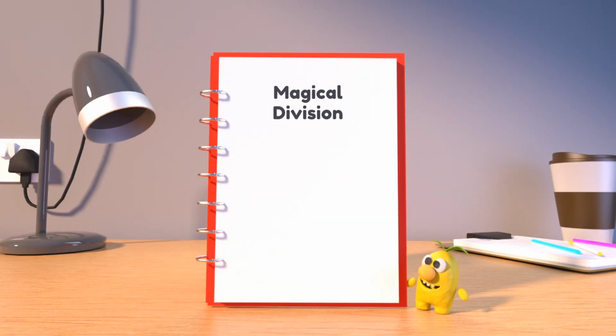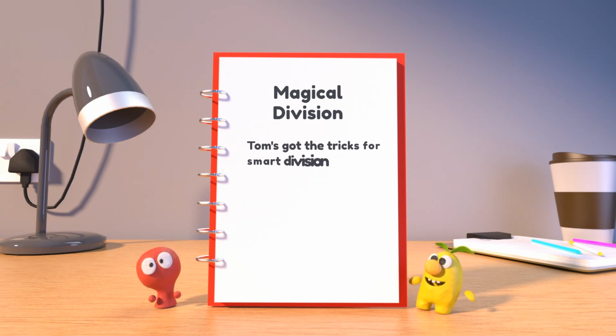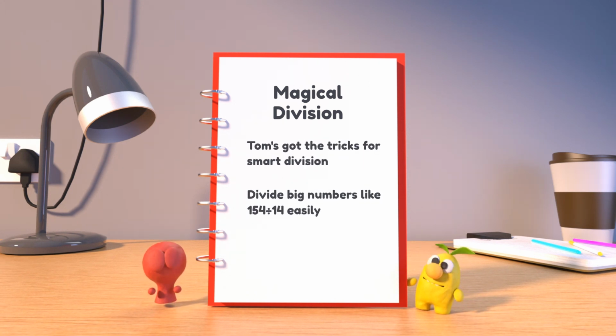Oh, it's magical division. Tom's got the tricks for smart division. Divide big numbers like 154 divided by 14 easily.